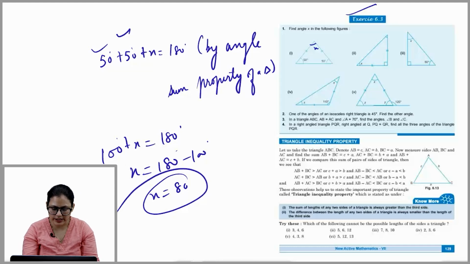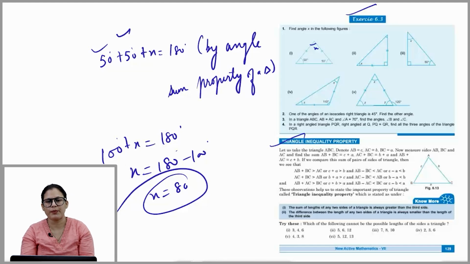Next, the triangle inequality property. Let us take the triangle ABC. Denote AB equal to c, AC equal to b, and BC equal to a. Now measure sides AB, BC and AC and find the sum AB plus BC. See, what will be the sum? AB plus BC is c plus a, and AC plus BC is what? b plus a, right? And AB plus AC is equal to c plus b.